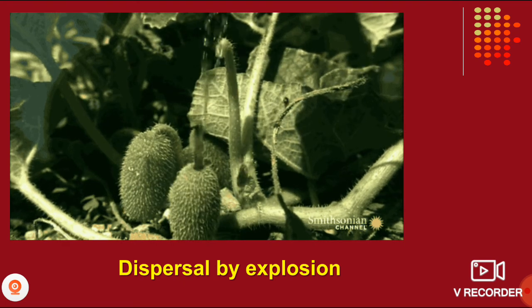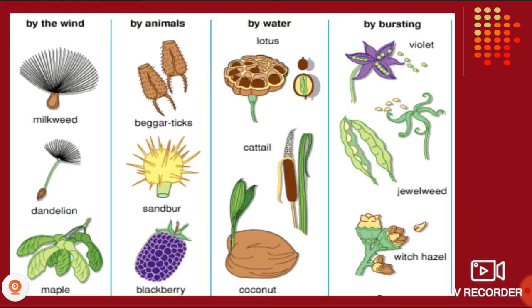Let's sum up with the help of this diagram. Dispersal takes place by four means: by the help of wind, by animals, by water, and by bursting or explosion. These are the examples of how it takes place with the help of wind. What are the seeds which are dispersed with the help of animals? What are those with the help of water, and what is spread with the help of bursting or explosion? So these are the ways of dispersal of seeds.